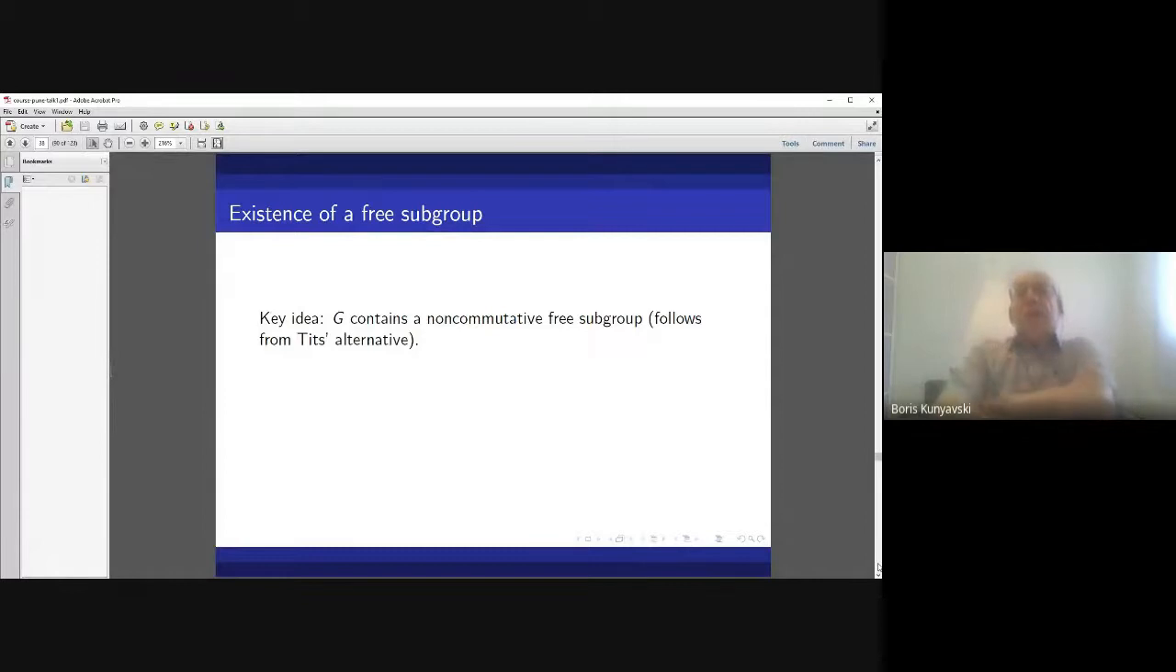Well, now the main idea further is to employ the existence of a free subgroup. So our G contains a non-commutative free subgroup, of course, if the number of letters is at least 2. This is a consequence of Tits' alternative, which says that any linear group either possesses this property or is virtually solvable, so contains a solvable subgroup of finite index. So this means that a simple group, such as SL2, SLN, whatever, contains a non-commutative free subgroup.